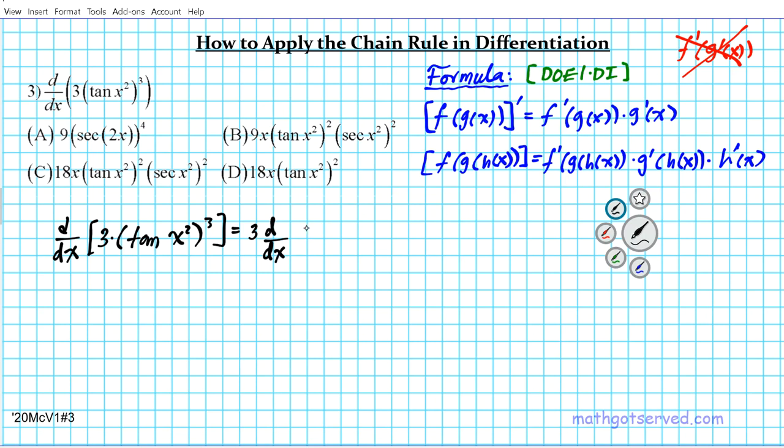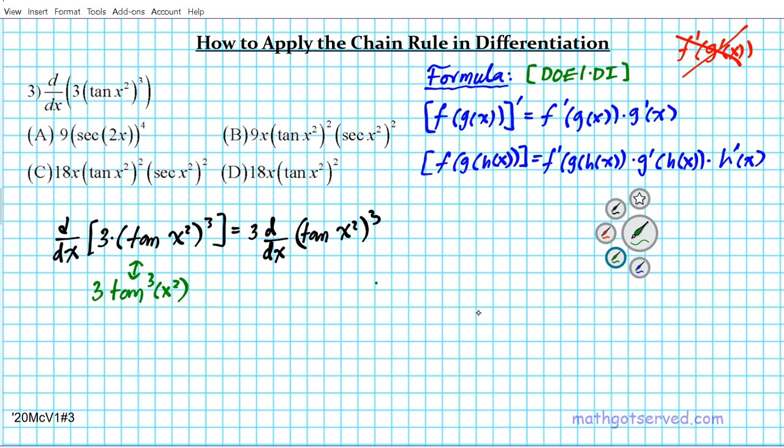of tan x squared raised to the third power. Something to note is another way to write this: you can also write this as 3 tan cubed x squared. These are exactly the same thing. So two different notations for writing the power of trig functions.